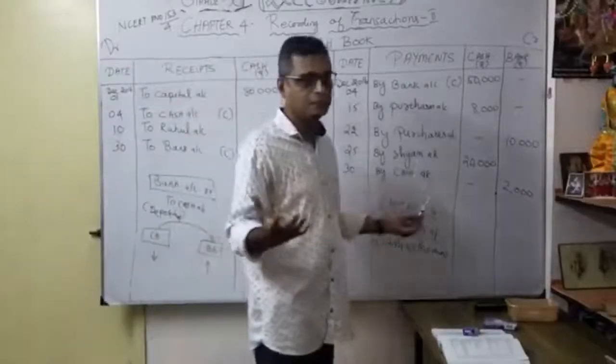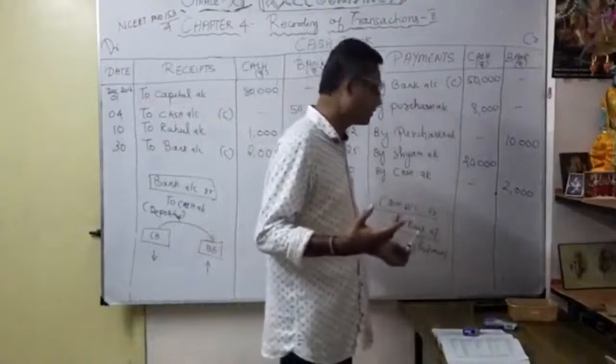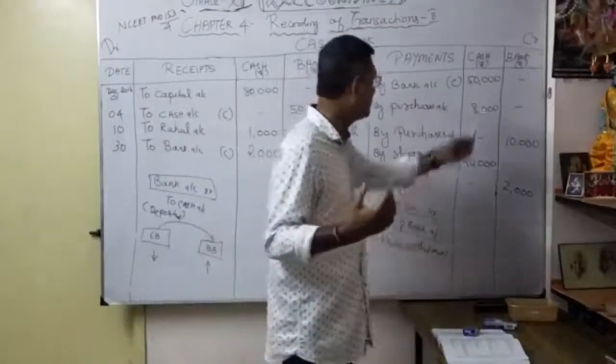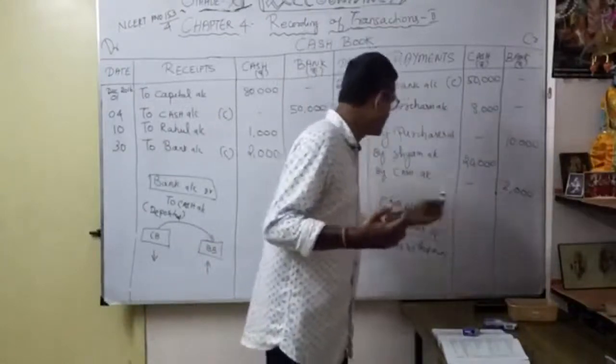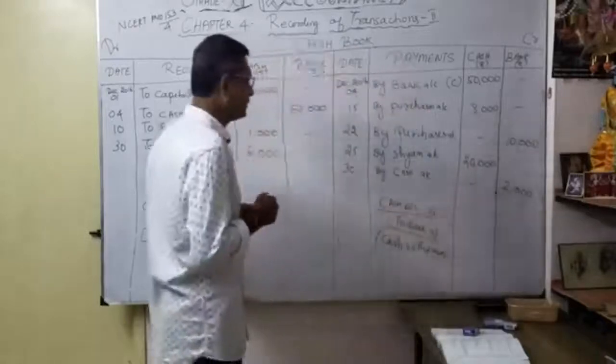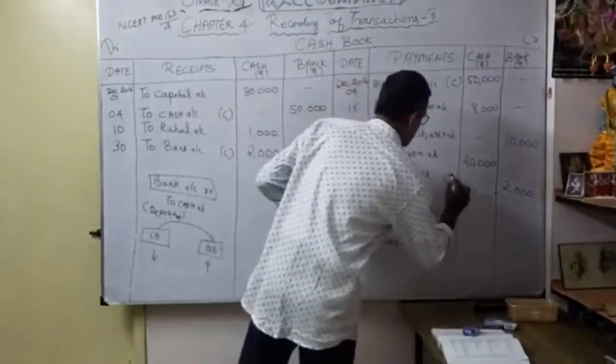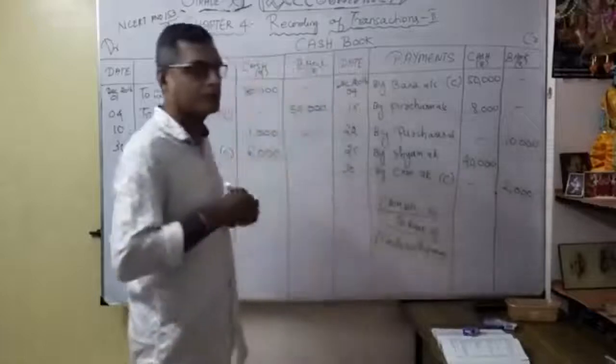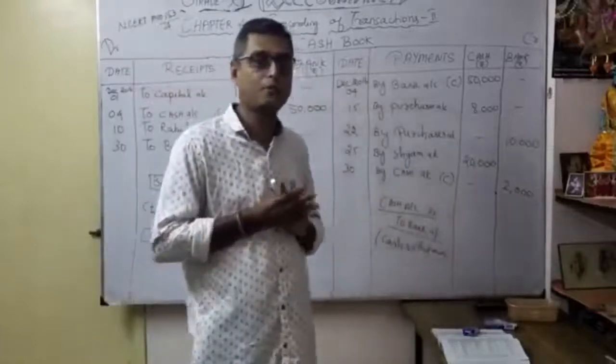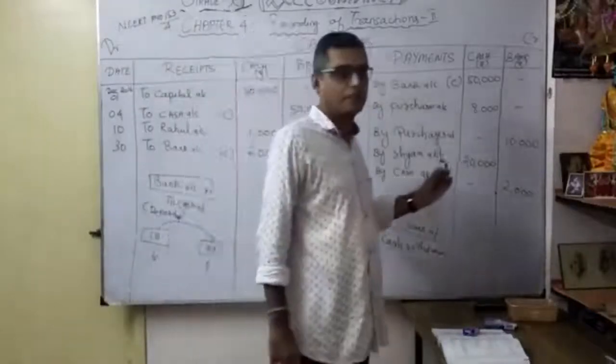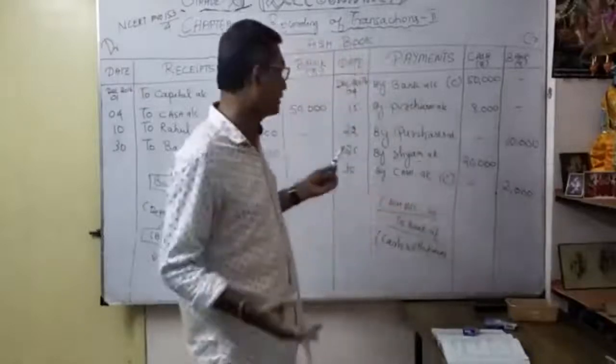Here only you have confusion. You should be very careful. That's what, the bank account you are going to do the posting. So in the bank account, by cash account 2000. Okay. That's what this entry is called, what? Contra entry. You should be very careful in the double column cash book. You want to mention that contra entry in brackets. C means contra entry here.